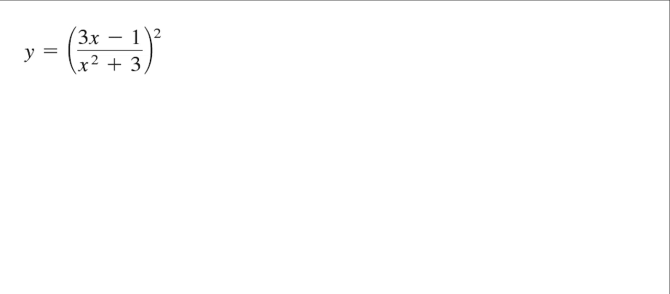Should we derive it the way it's written? Because this is a composite function where the inner function is a quotient, which means we're finding the derivative of a quotient sometime. Or do you guys want to take that power, use your power rules, and make it 3x minus 1 to the second power all over x squared plus 3 to the second power? Use a quotient rule? Or do you guys want to turn it into a product? What do you think?